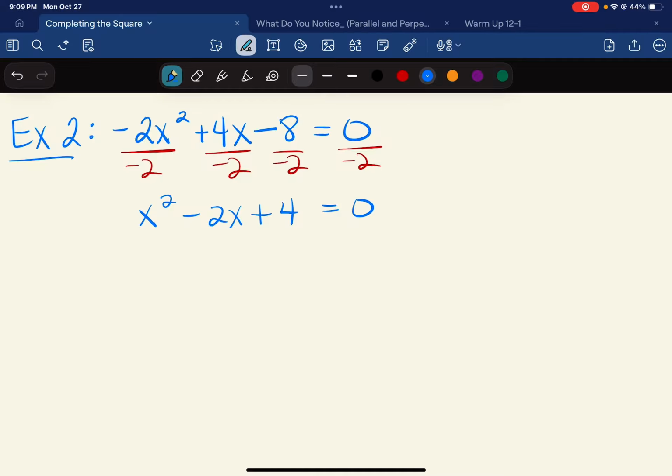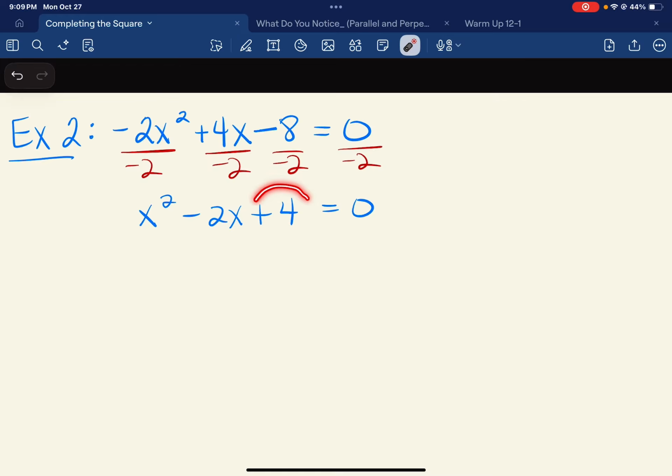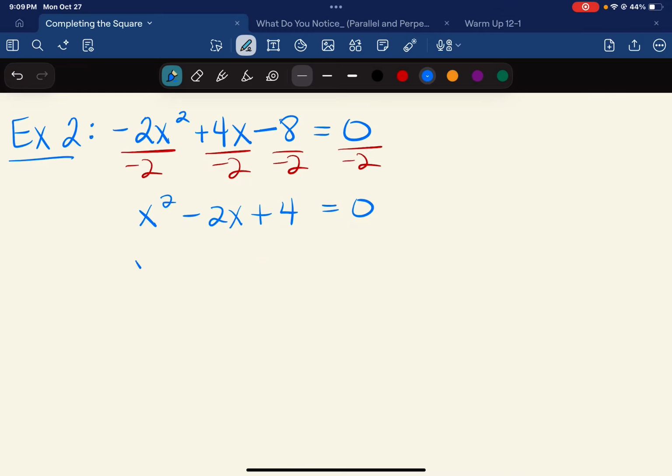Then our next step is to move our c value to the other side. So we would subtract 4 from both sides, and I'm just going to save some room here. That gives us x squared minus 2x equals a negative 4.